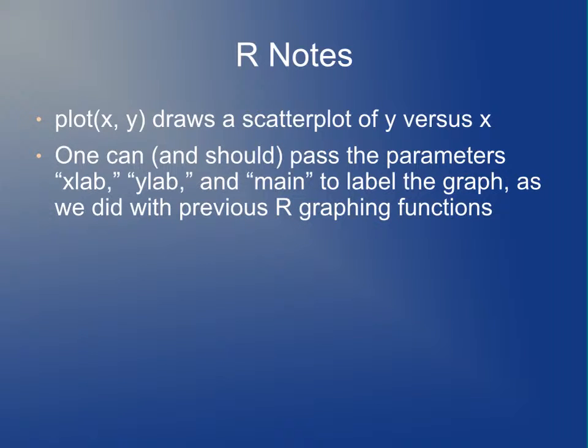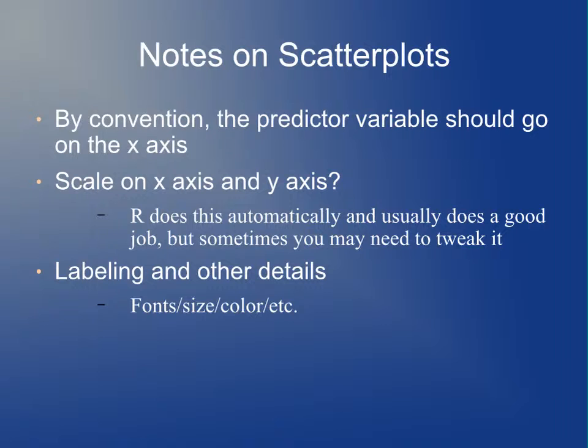And you can and should use the parameters xlab, ylab, and main to label the graph, as we did when we created our graphs previously. The syntax is exactly the same for the other plotting functions that we've talked about before. And when you draw a scatter plot, the convention is the predictor variable goes on the x-axis and the response variable goes on the y-axis. There's nothing magic about that, but that's the way most people do it, so I recommend that you do the same, or eyebrows might be raised by reviewers.